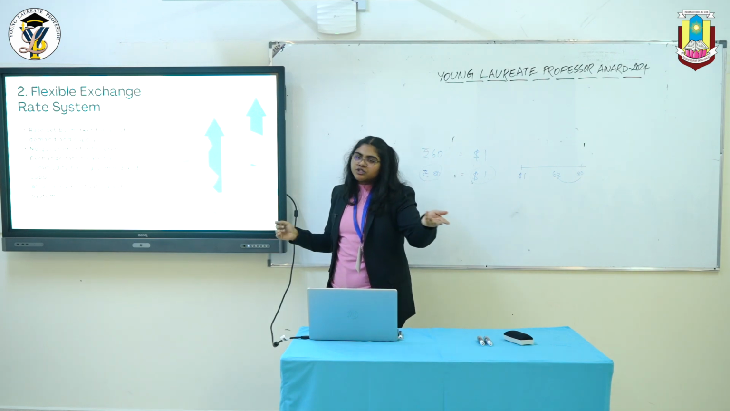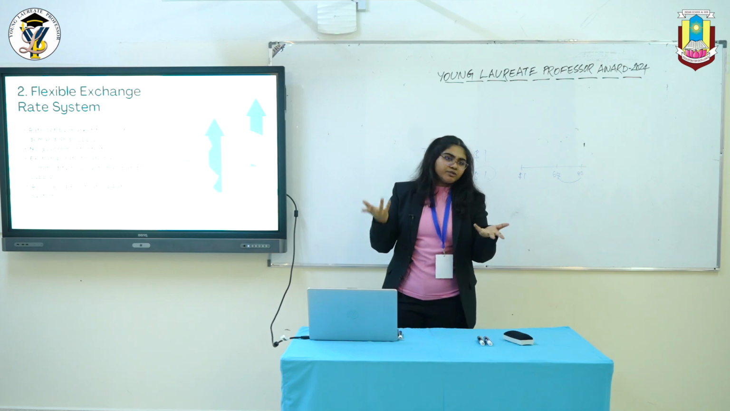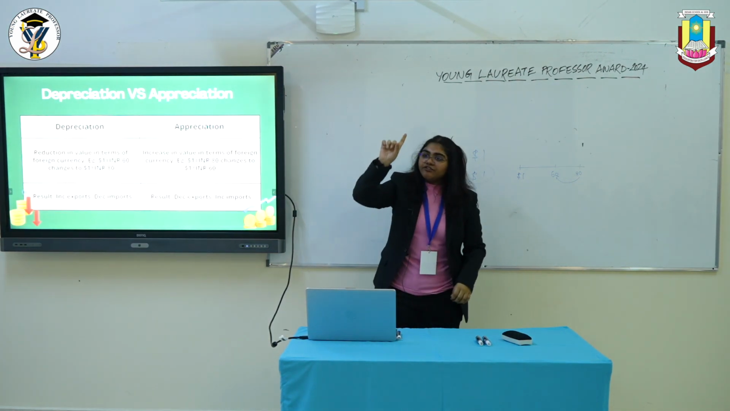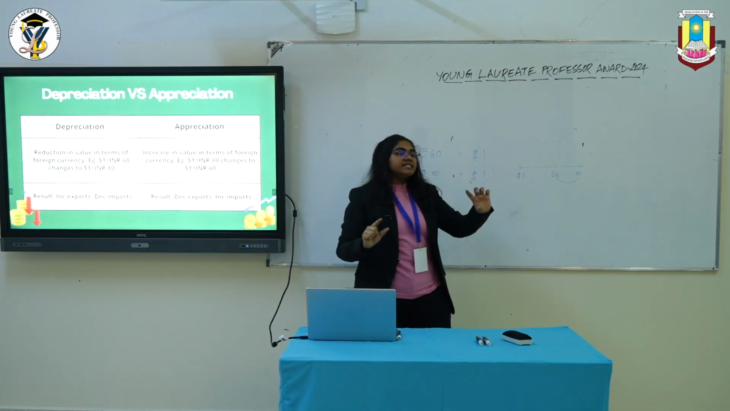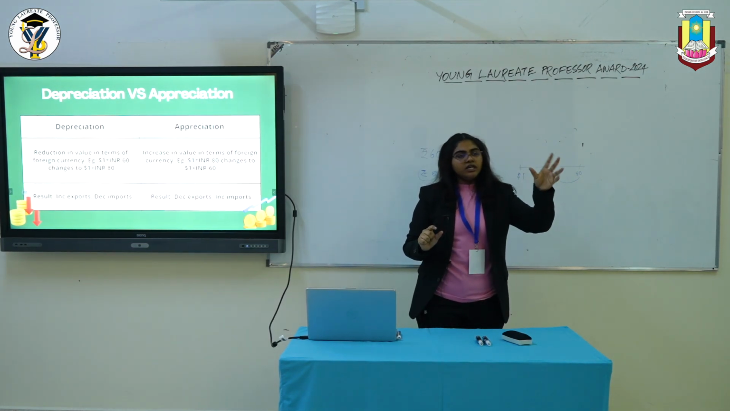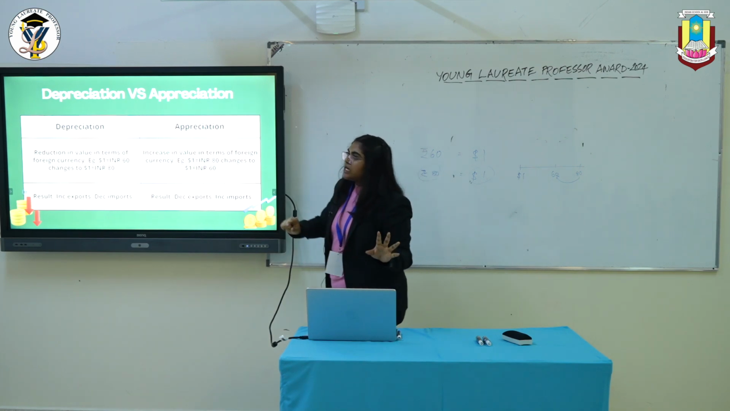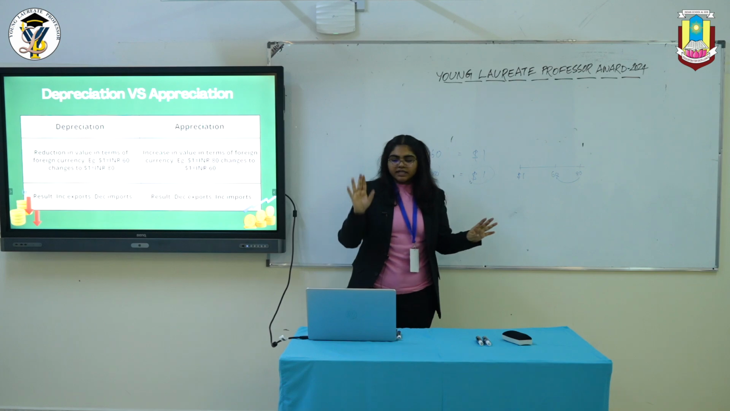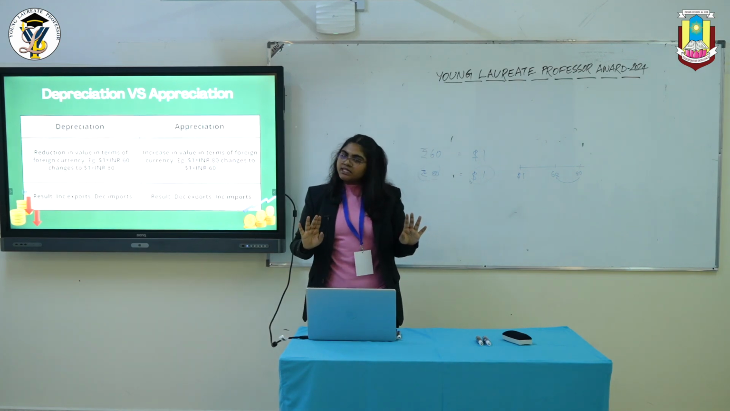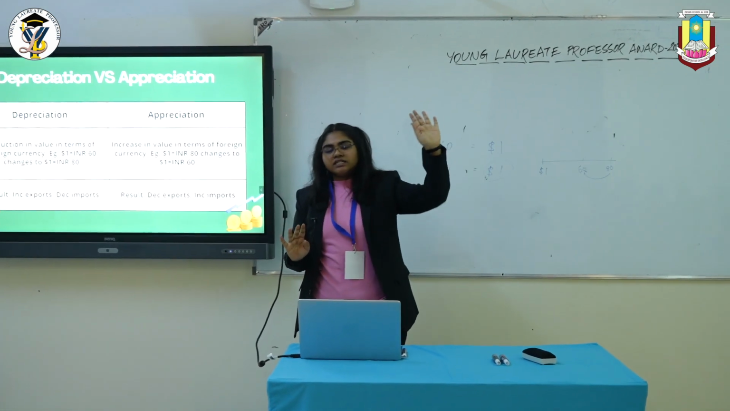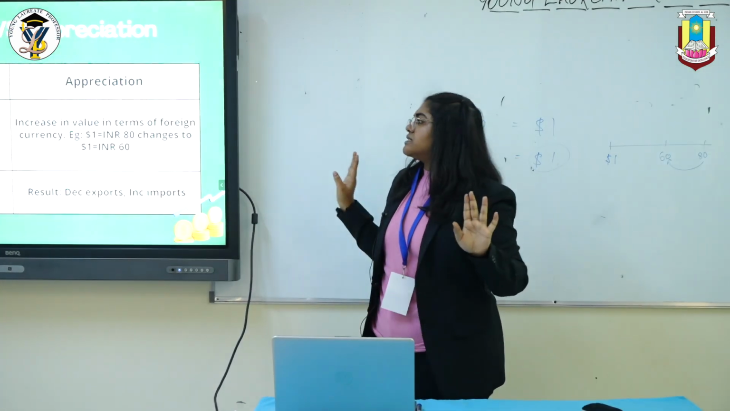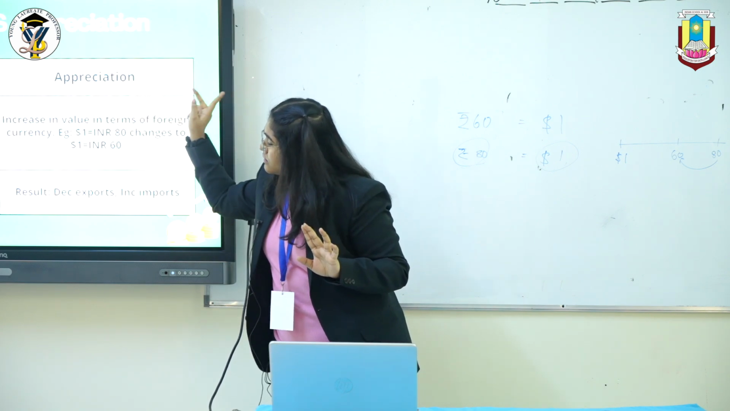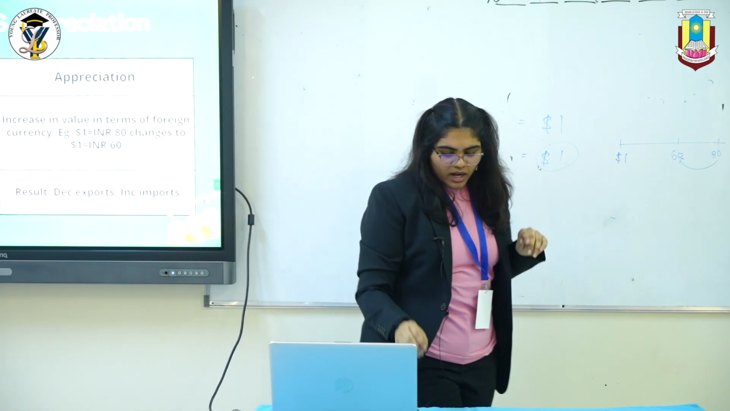Now it is also called the fluctuating rate system because it keeps on fluctuating. Depreciation and appreciation. In the fixed exchange rate system, decrease and increase in the value of domestic currency is called devaluation and revaluation. The same concept but two different terminologies. Depreciation, decrease in the value of domestic currency. Appreciation, increase in the value of domestic currency. Everything else is the same. You can learn the difference for those two and write for this and change the terms or names. You will get your marks.